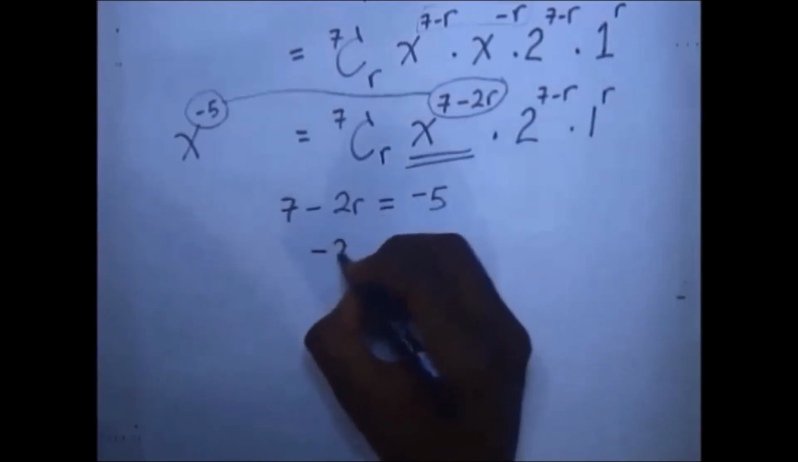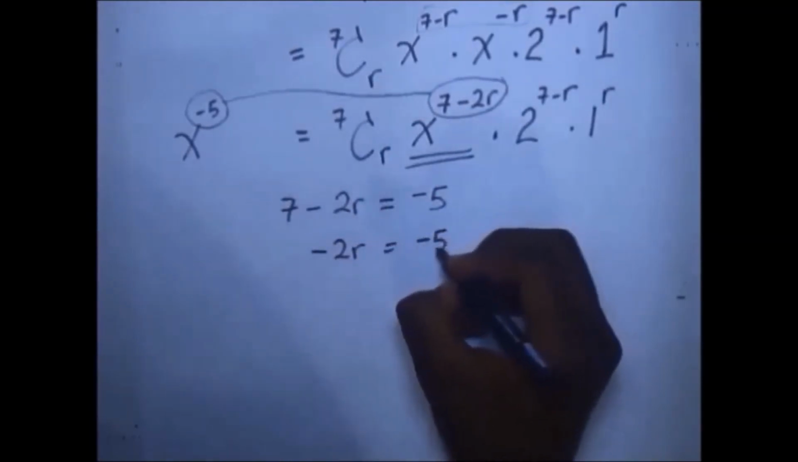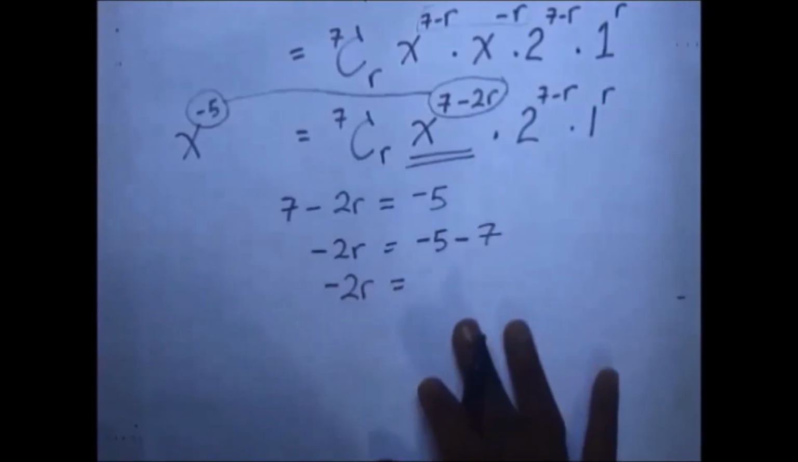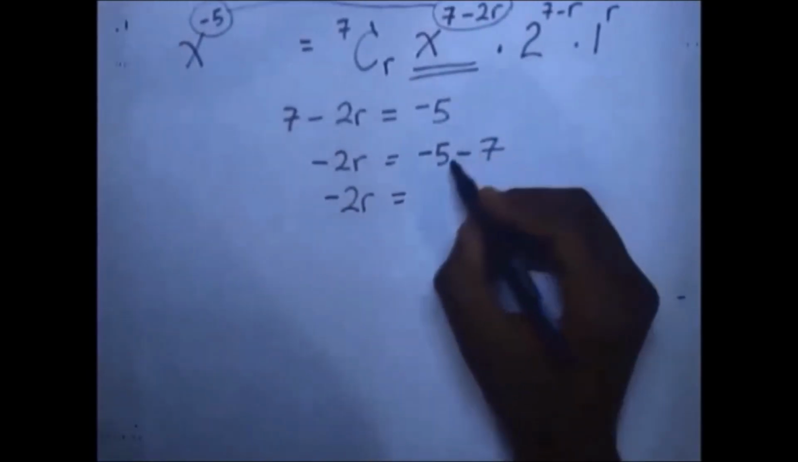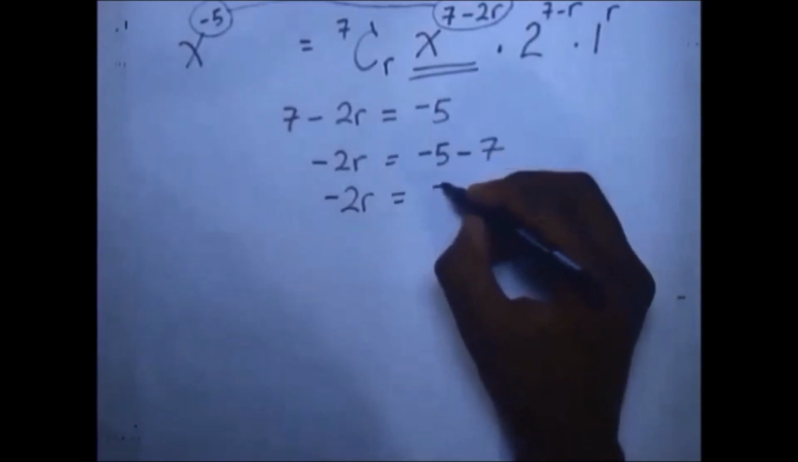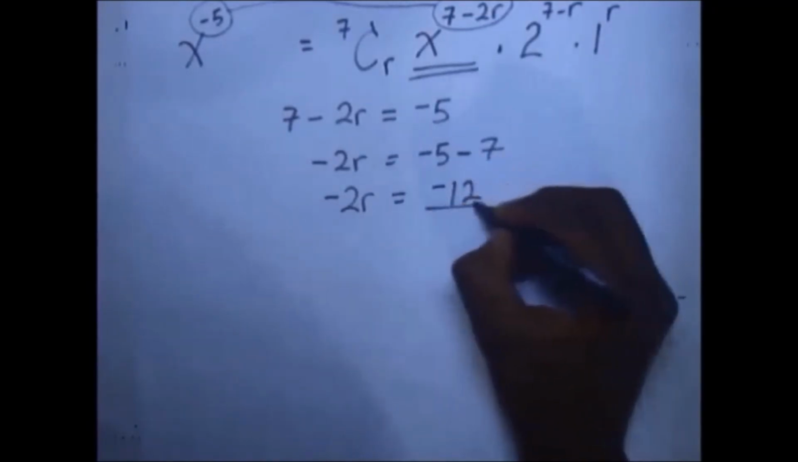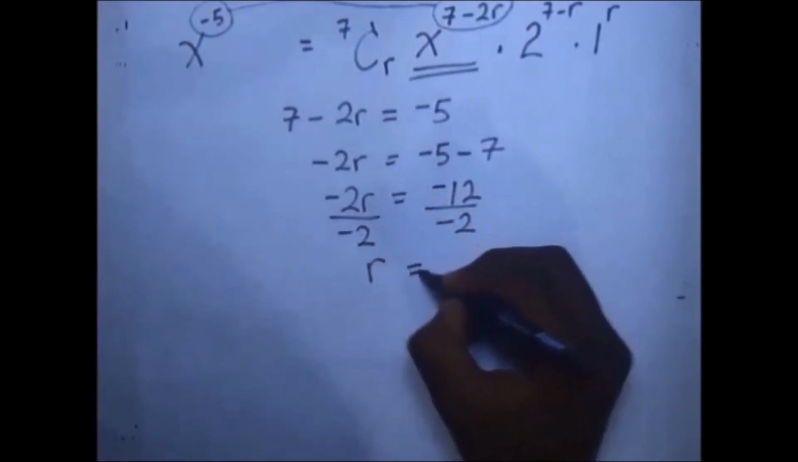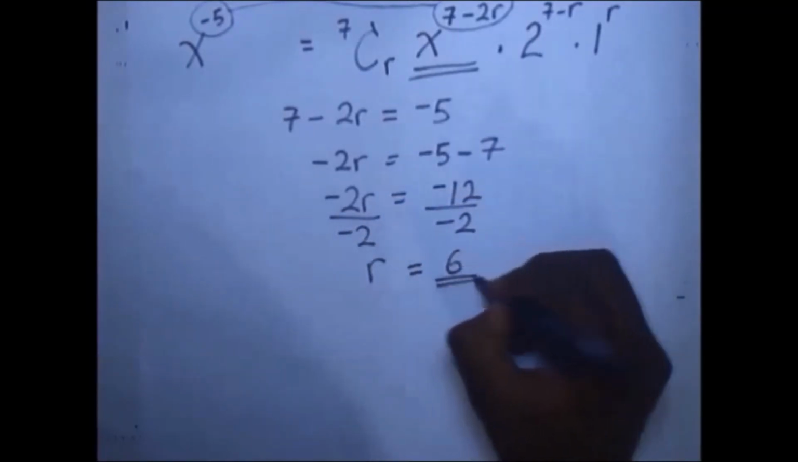So it's going to become negative 2r is equal to negative 5 minus 7. Negative 2r is going to be equal to negative 5 minus 7, which is negative 12. Divide both sides by negative 2, and you will get your value of r as 6.